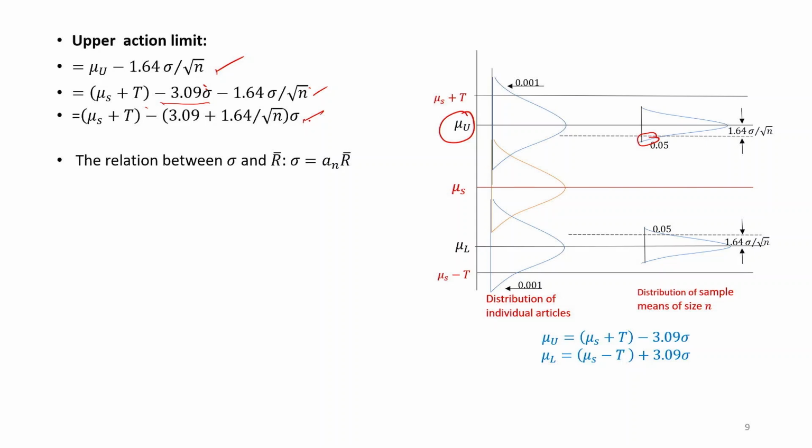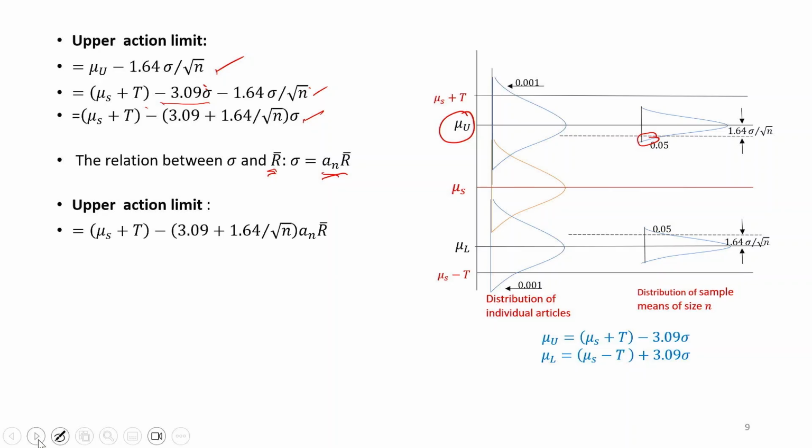Now the sigma and R bar are related, that we have also seen earlier. The range and standard deviation are connected by a formula. Sigma is R bar. So upper action limit is going to be, sigma will be changed by R bar. We will change the sigma, but the same equation we are just writing, replacing sigma by R bar.